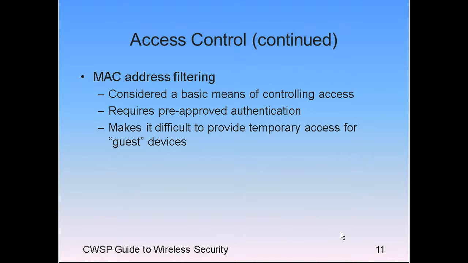Access control, MAC address filtering is basic, requires pre-approved authentication. You're going to have to type in all of those MAC addresses, and that's what the pre-approved authentication is. You have to have a list. We turn on MAC filtering and say, hey, nobody can get in except those that are on the list. It's kind of like going to the theater. Only those can get into the theater that have a ticket. The ticket in this case is that you're listed in the MAC authorization table. So we have pre-approved authentication.